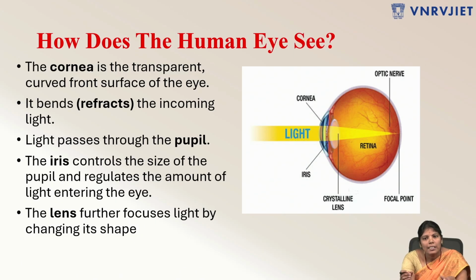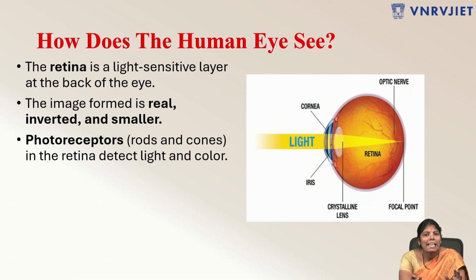When the light falls on the cornea, it is refracted and reaches the retina. And what happens at the retina? The retina converts the light waves into electrical waves, which are transferred through the optic nerve. You can see here, the retina is a light sensitive layer at the back of the eye, and the image will be inverted at the back of the eye. Everything we see is inverted in the eye.